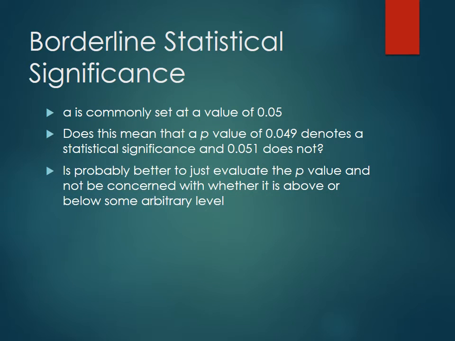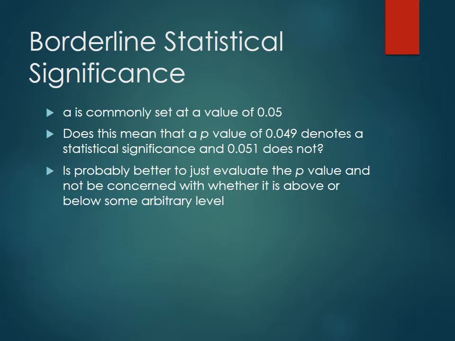So again, now what if something is kind of borderline statistical significance? What if you had a p-value that was 0.049? Do you get a lot of difference in regards to if you had one that was 0.051? What do you do with that?